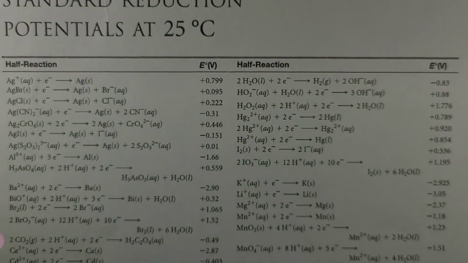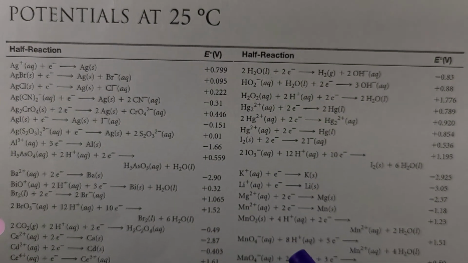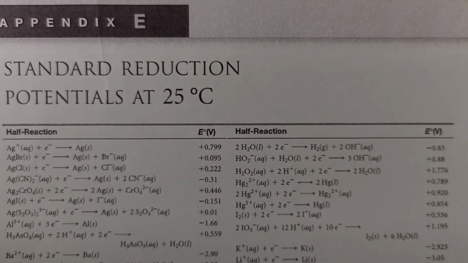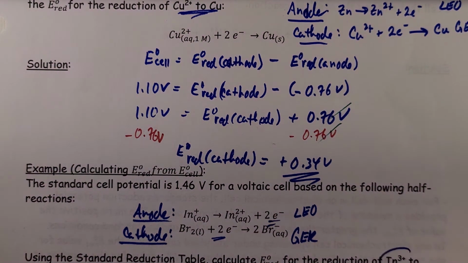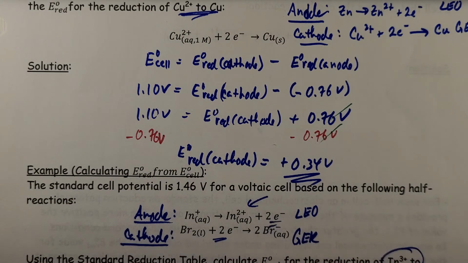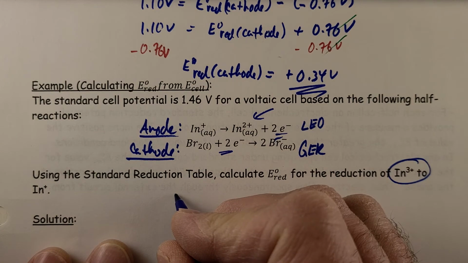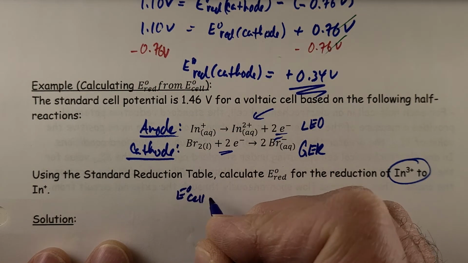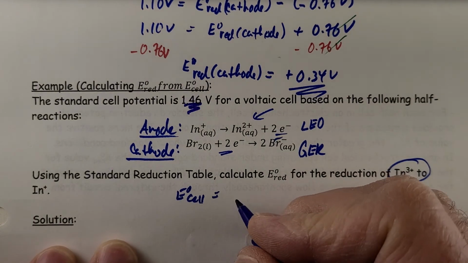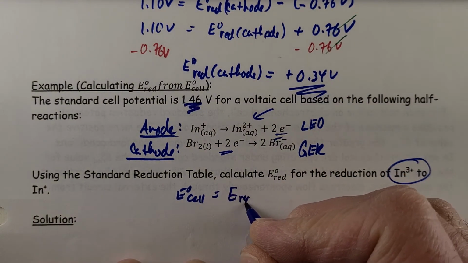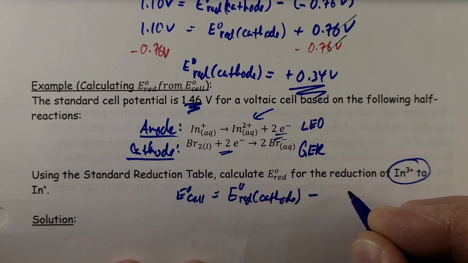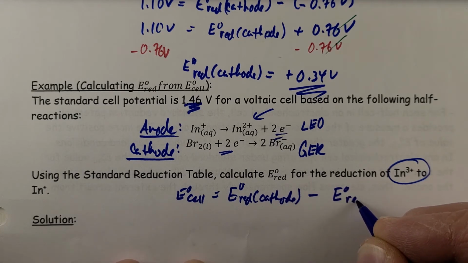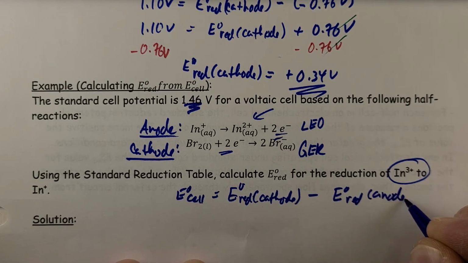Let's see if we can find it. Oh, actually, I know what's going on. Here I am trying to find it, but we're looking for this, so we don't know this value. Let's back up the truck. Let's write down the equation for E cell, because we're told what E cell is. Overall, it's 1.46 volts. We're looking for the reduction at the cathode minus the E reduction at the anode.